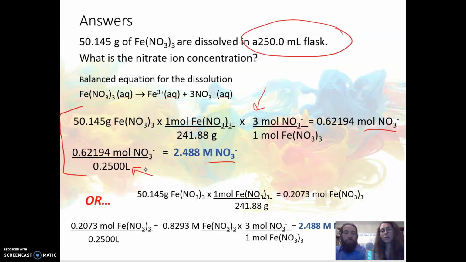Otherwise, you can also calculate your moles of your salt, then convert that into molarity, moles per liter, and then use your balanced equation to change it into the molarity of your ion. Yeah, so be careful with the way you write mole. Keep that lowercase. Molarity is the big M, and so you don't want to be writing big M for mole, because molarity is moles divided by liters, and you can get yourself kind of confused there.